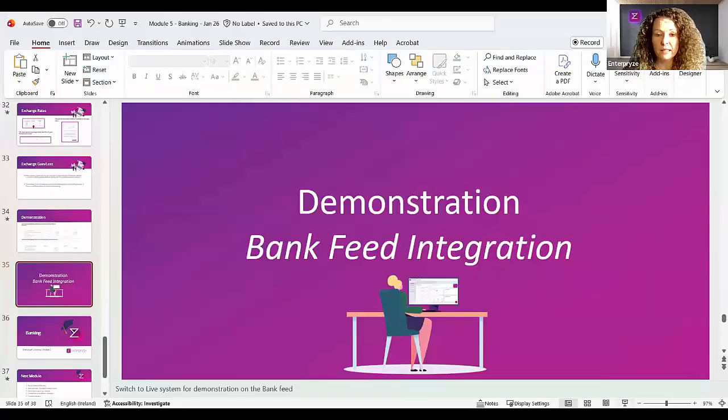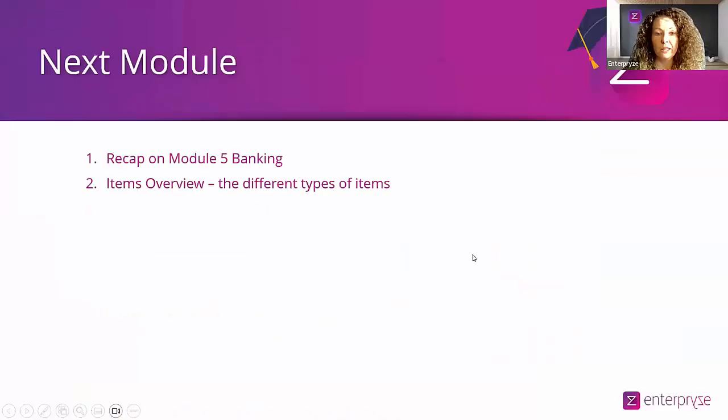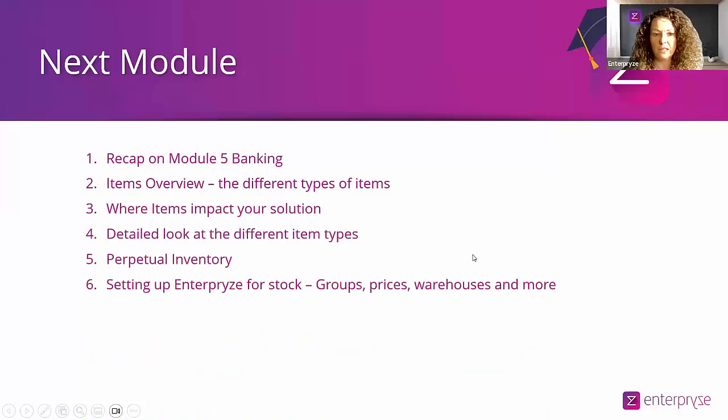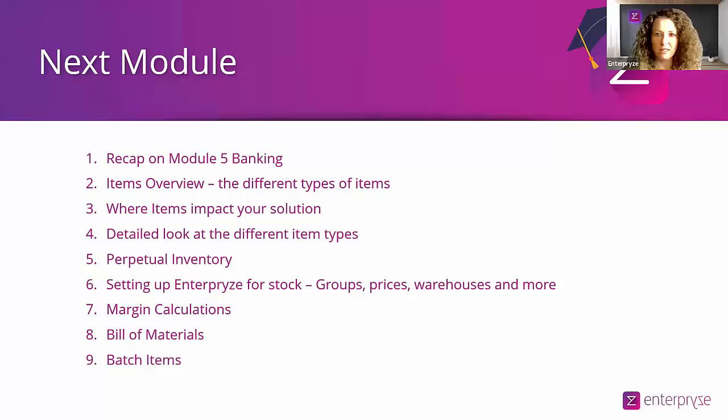And of course, as always, this leads us on to the next module, which will be a full recap of what we've done today and everything item-based. So lots of detailed looks at the different item types, setting up perpetual inventory, enterprise for stock groups, prices, warehouses, and lots more. Margin calculations, bill of materials, batch items. So lots to cover again on the next module.